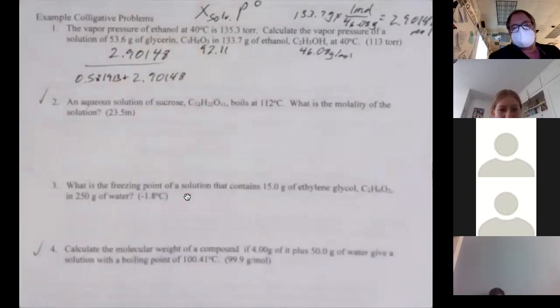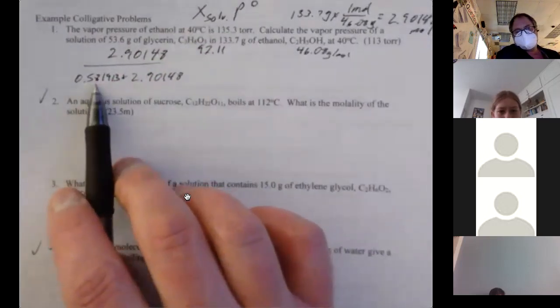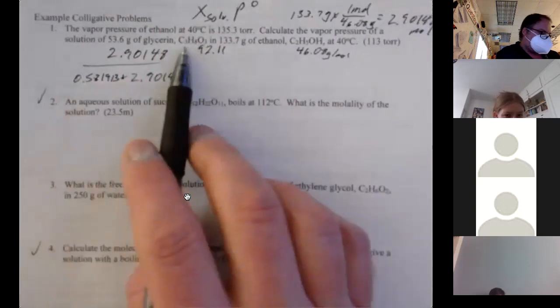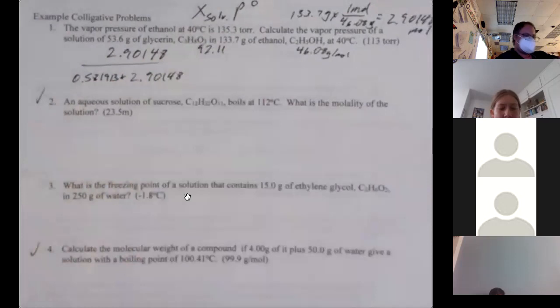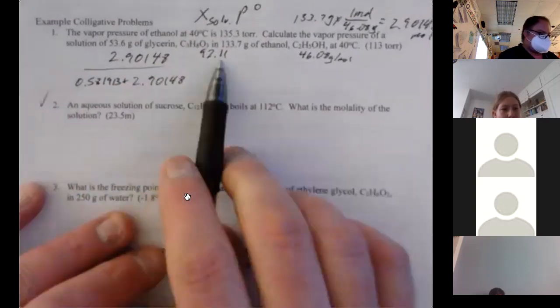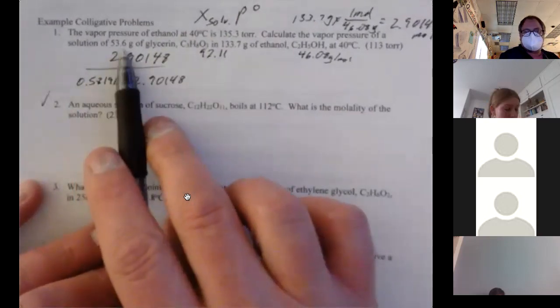Why don't I have an index here? Why am I not multiplying this by anything? Because it's 1. C3H8O3 is molecular, so it's 1. Sorry, Mr. Jackson, I missed that. Where did you get that second number? This is the molar mass of glycerin, and we have 53.6 grams of glycerin.